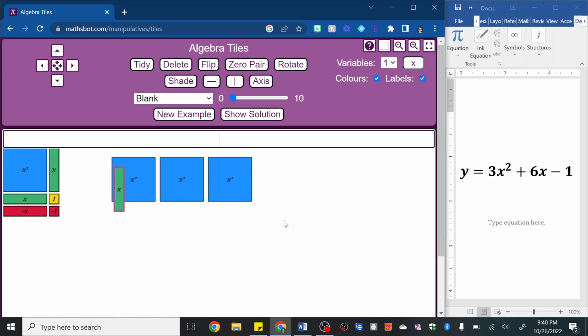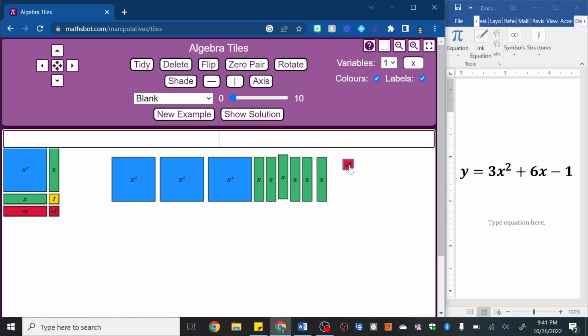So in this case, I have 1, 2, 3, 4, 5, and then 6. And then I have 1 negative 1 tile. So that's just 1 negative 1 tile. All right, so I've got all of the tiles that relate to my quadratic relation on the right.